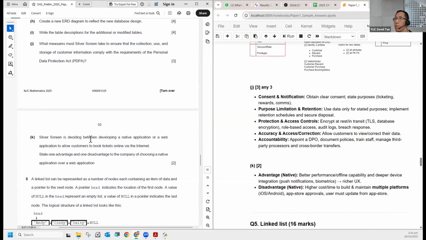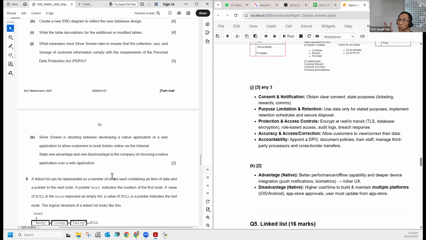Silver Screen is deciding between developing a native application or a web app. By now, please understand what a native application is. In your understanding, whenever you want to run an app on your handphone, you have to go to your Play Store or App Store and download it. Once you download that, likelihood, it is a native application.